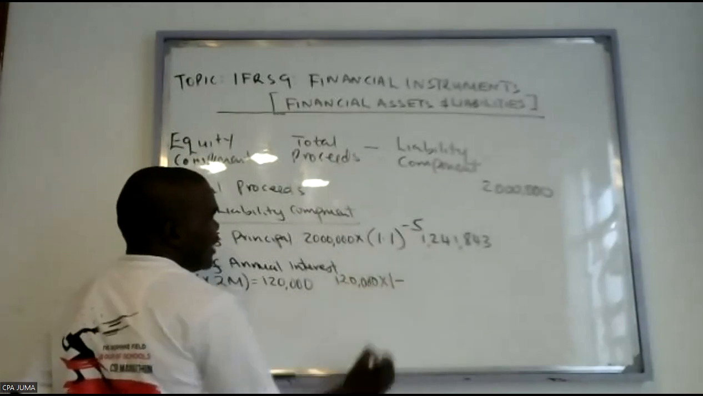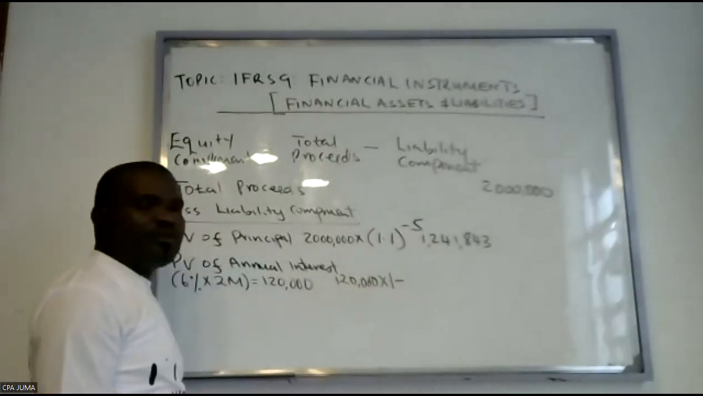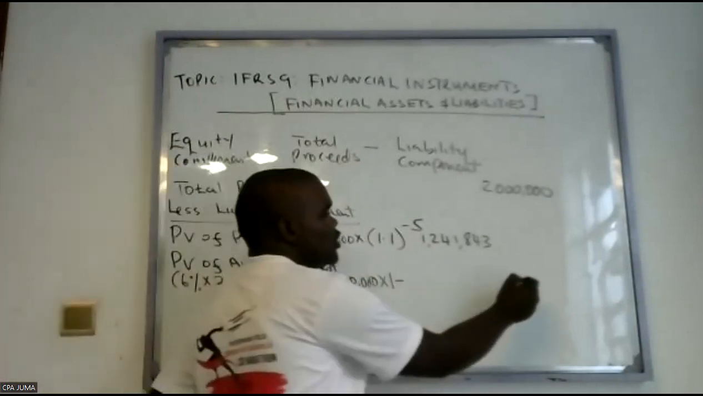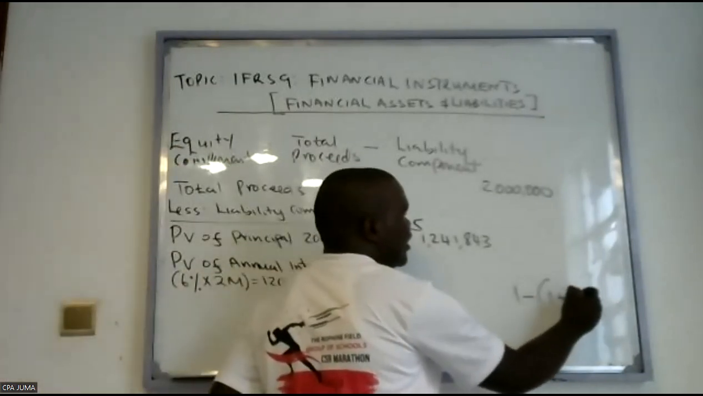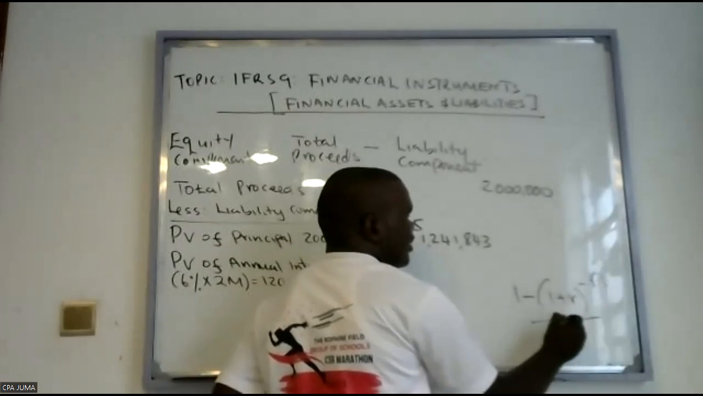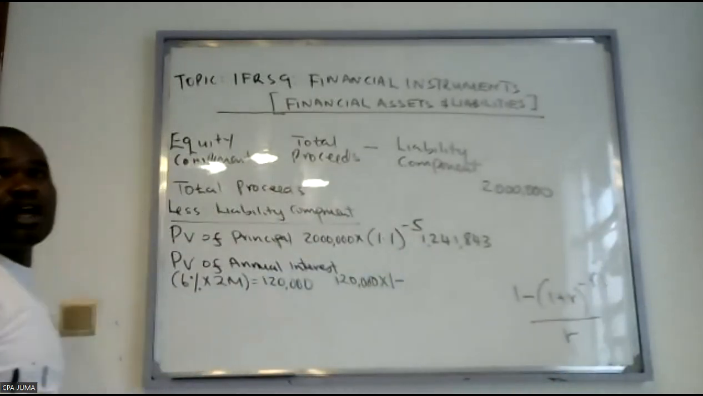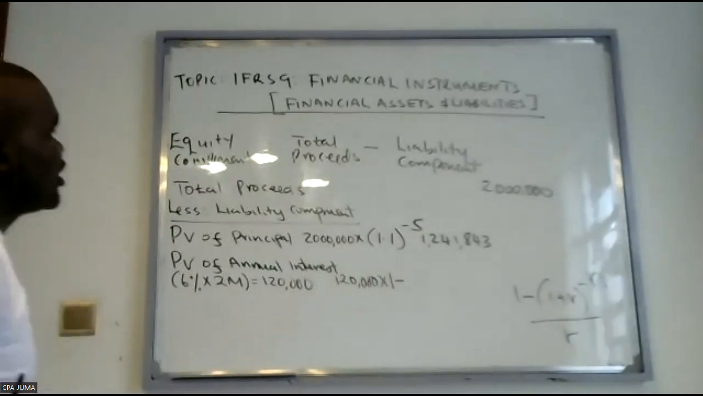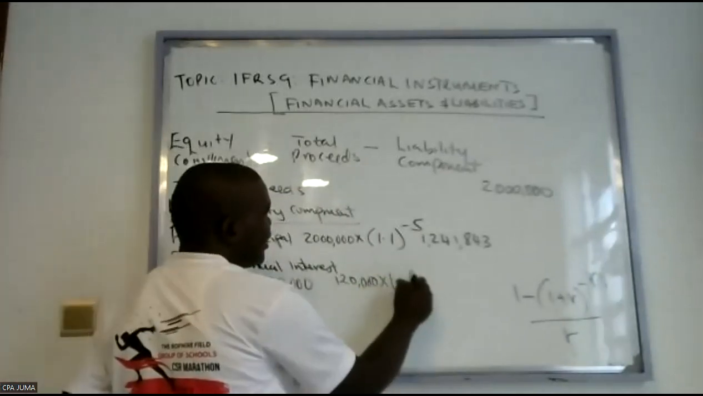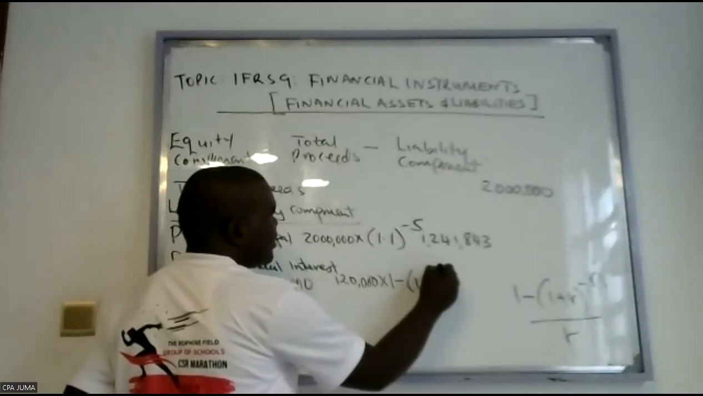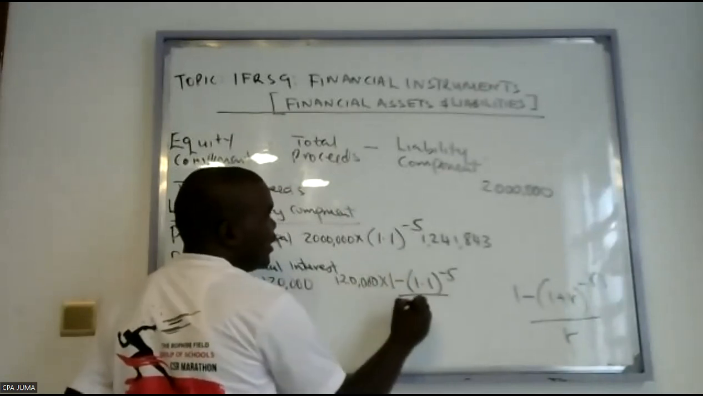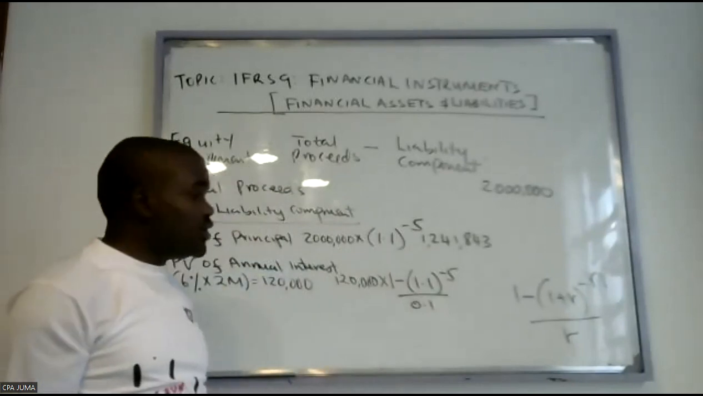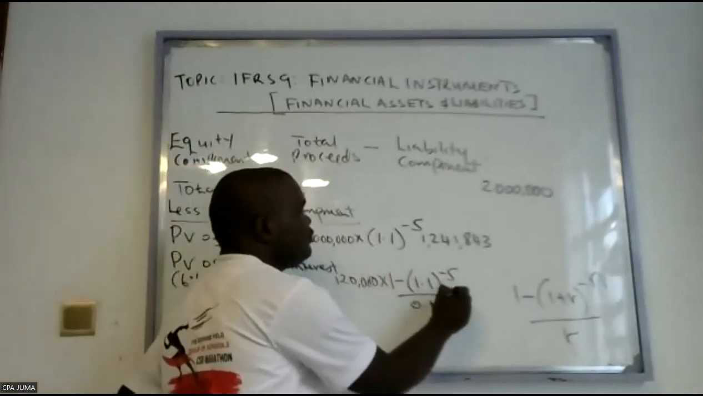times 1 minus, how do you discount an annuity? Because it is constant, 120, 120, 120. For annuities, you take 1 minus 1 plus R raised to -n, divided by R. That is how you determine the present value for annuities. So you say 120 times 1 minus, in brackets, 1.1 raised to -5, divided by 0.1, because it is 10%, so 0.1.